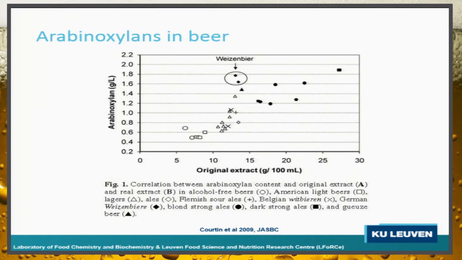If you make this graph, what you see is a very nice correlation between the amoxicillin level in the final beer and the original extract, which means that whatever brewing process is being used, the amount of amoxicillin that is additionally solubilized during the brewing process is very small. So the amoxicillin that you find here is mostly the amoxicillin that has been solubilized during the malting process, and not so much during the brewing process.